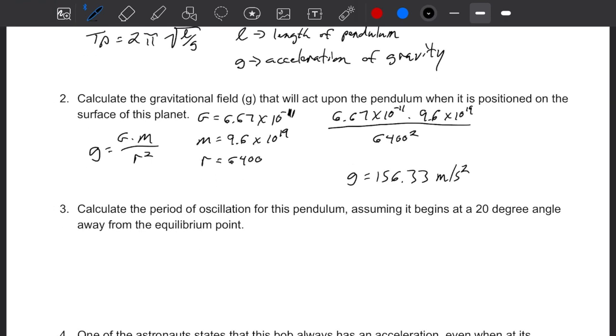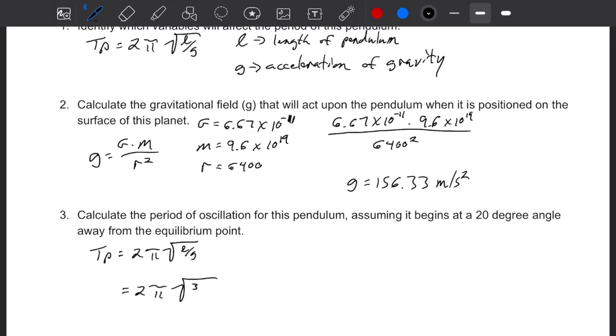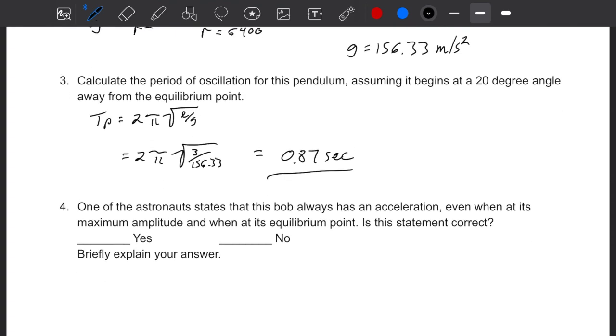Calculate the period of oscillation for this pendulum, assuming it begins at a 20-degree angle away from the equilibrium point. There's nowhere to put the 20-degree displacement or how far you pull it back. It doesn't matter. It's 2 pi times the square root of L over g. So we've got 2 pi times the square root of 3 divided by 156.33. When we put that in our calculator, we're going to get 0.87 seconds because periods are measured in seconds. Don't let the extra information confuse you.